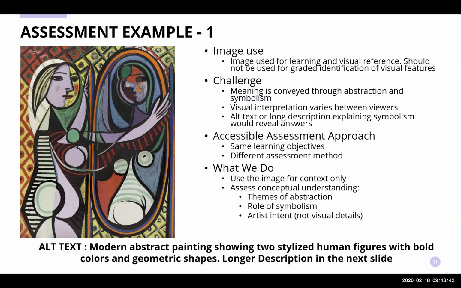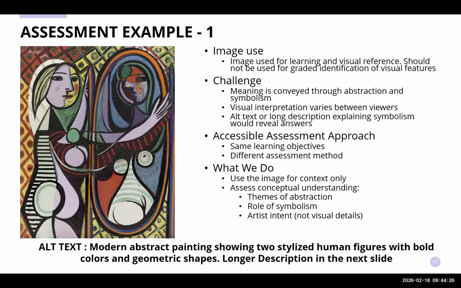In an assessment context, however, the context shifts. We want the image to support understanding without giving away the answers. Because meaning in this painting comes through abstraction and symbolism, a detailed long description, if not prompted right, could unintentionally give away the answer that we are trying to measure. So instead, you can provide a neutral, brief alternative text, something like "modern abstract painting showing two stylized human figures with bold colors and geometric shapes." This gives students orientation without interpretation.